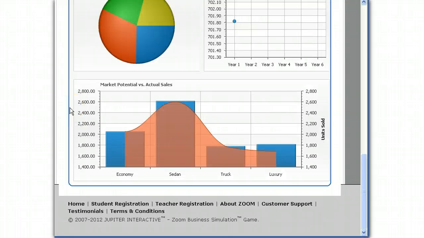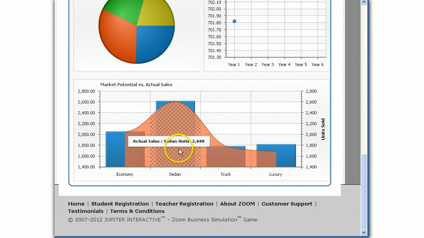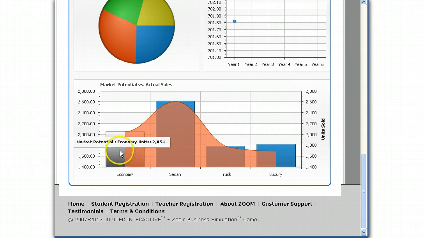On the charts page, at the bottom of the charts page, they have this chart called market potential versus actual sales. It shows you here in the pink your actual sales, in the blue the market potential. So here your actual sales match your market potential, which means you have enough cars to sell.